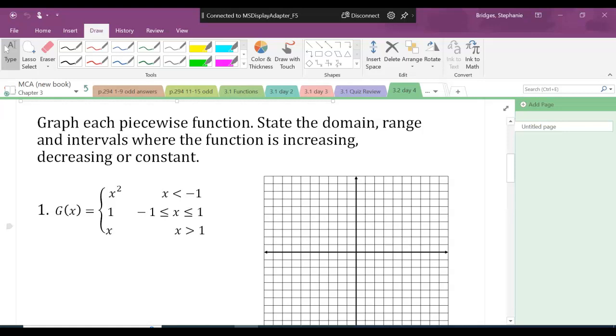It says my function. Okay, this first part is your function, what you're going to be plugging things into. And the second part here is going to be telling you what your restrictions are on your domain. What values of x do you want to use? So the very first thing we have to pay attention to is our inequality. It says x is less than -1, right?